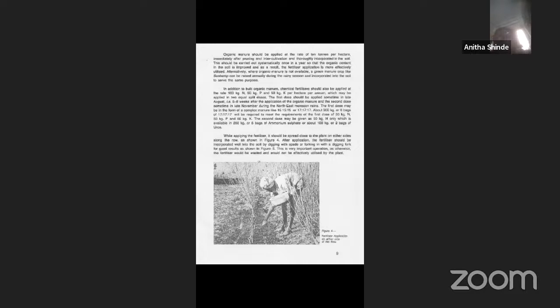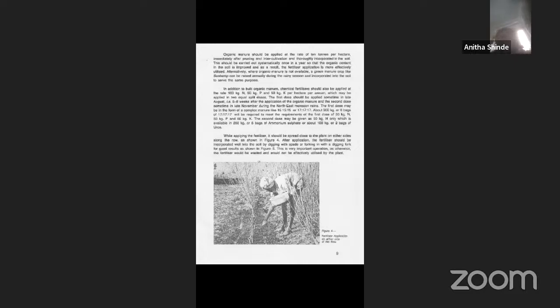In addition to bulk organic manure, you can also apply chemical fertilizers in the form of about 100 kg nitrogen, 50 kg phosphorus and 50 kg potassium per hectare per annum, which can be applied in two equal split doses. The first dose is given in the month of August, and the second dose is given later. Apart from these, you can also give ammonium as well as urea.